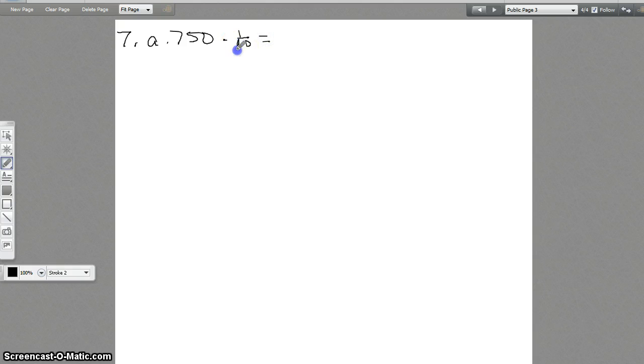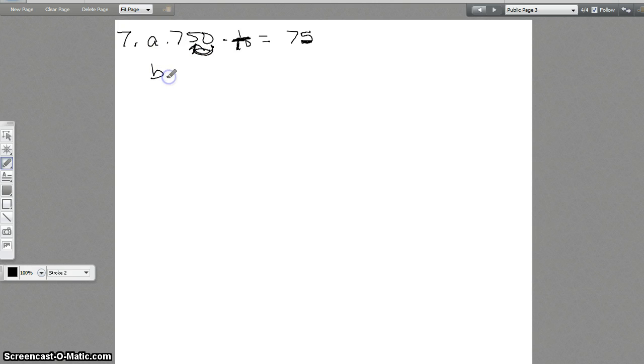That means when we multiply by 1/10, that's the same as dividing by 10. That's the same as moving the decimal one place to the left. So if we move the decimal one place to the left, we will have 75, not 7.5, but 75, because we moved it from right here over to right there.